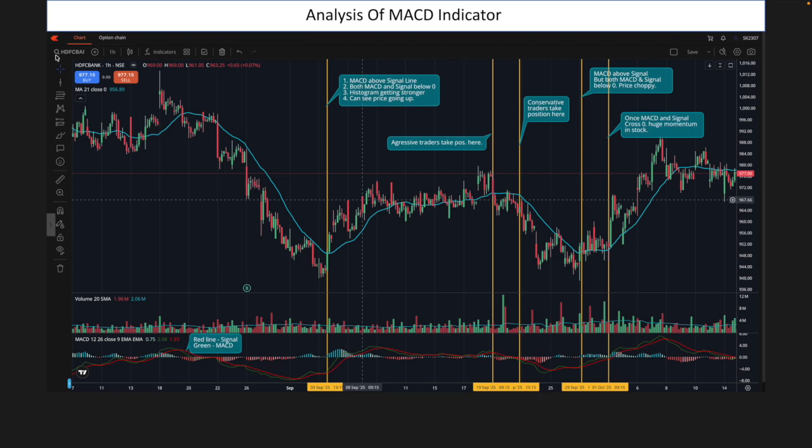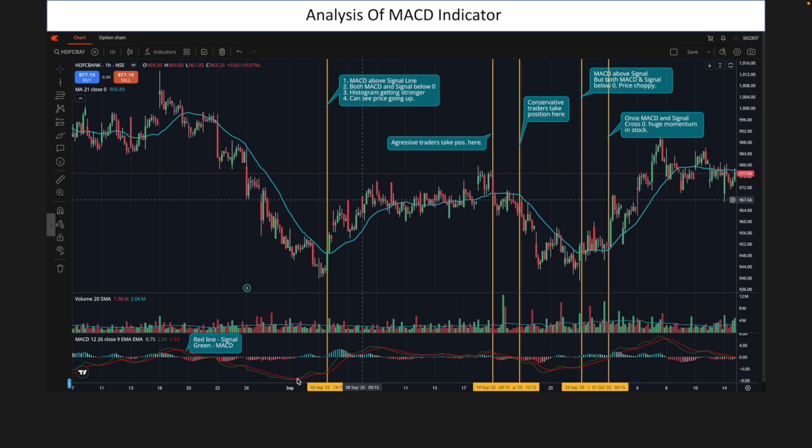This is the HDFC Bank 1 hour chart. All right. Now let us see how this works. This is the MACD window. Here in this MACD window, you can see that this red line is your signal line and this green line is your MACD line. So what is the first rule? If the MACD line crosses above the signal line, then we generally consider the market is going to trend up.